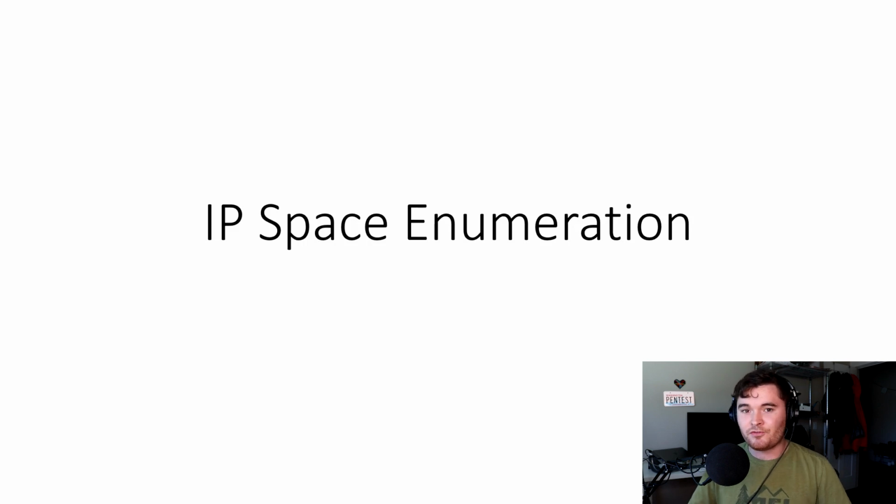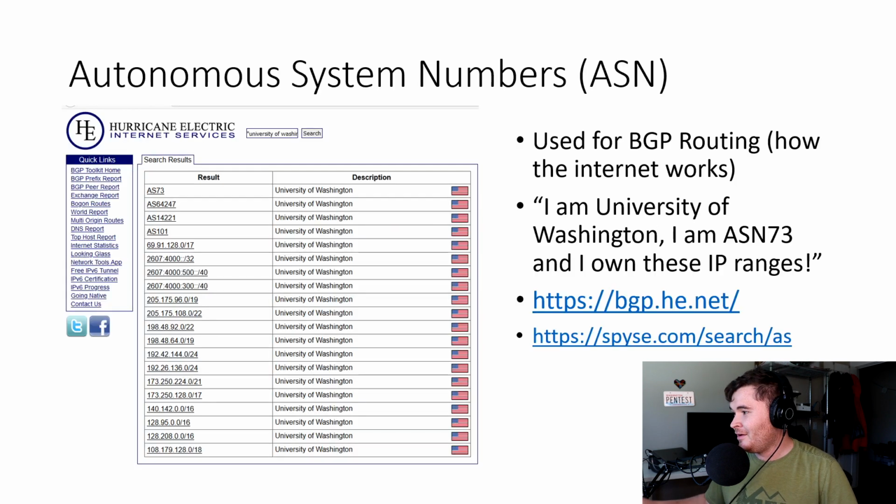So we are going to find the IP addresses of an organization. This is very easy to do, and you'll be kind of shocked how easy it is. What I like to do, and what's my go-to for anything IP related and enumeration, is finding the autonomous system numbers for a business. Let's say I'm University of Washington. Well, I actually have an example right here. I am University of Washington, I am ASN 73, and I own these IP addresses, and that's publicly available online.